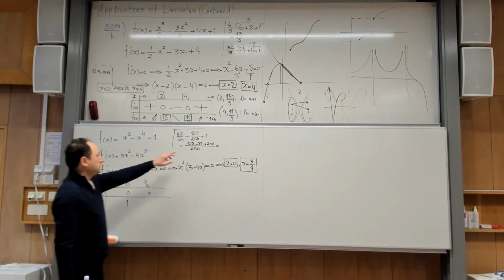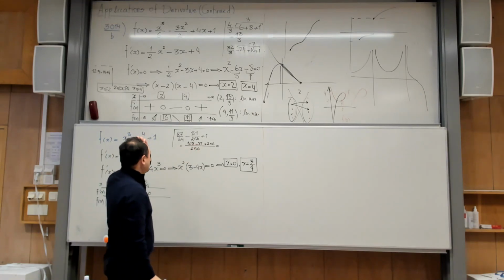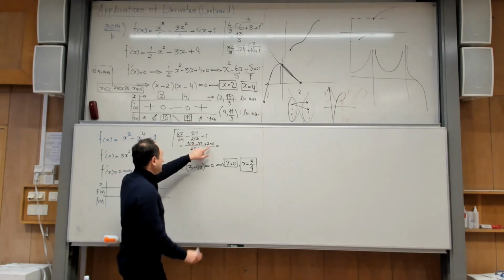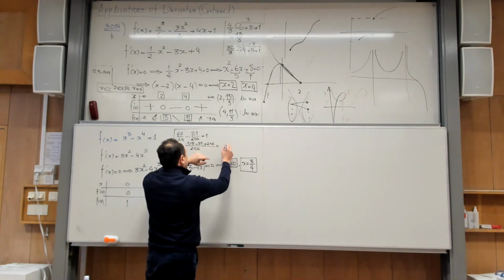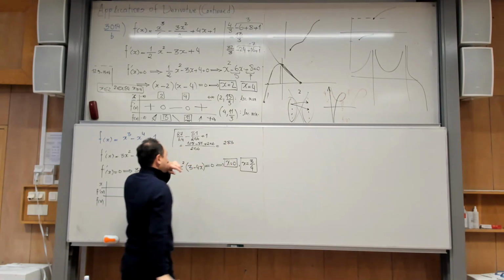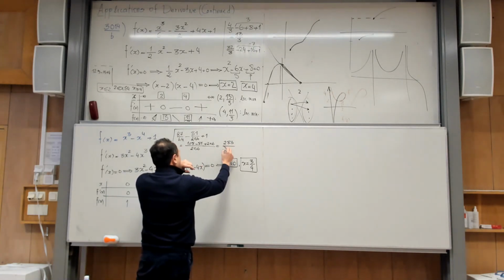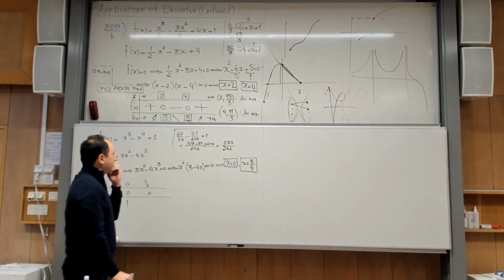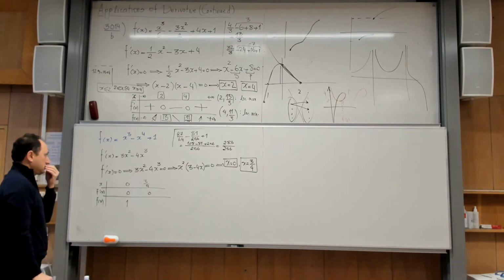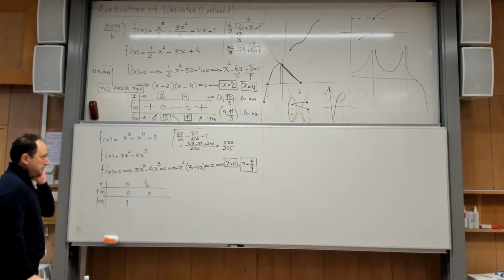So what is that one? I don't know, hopefully I am right. So 108 minus 81 is how much? 27.